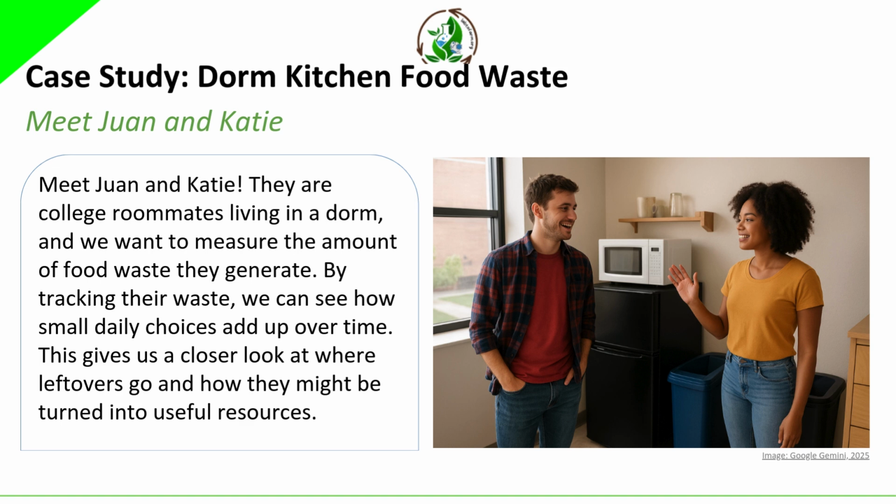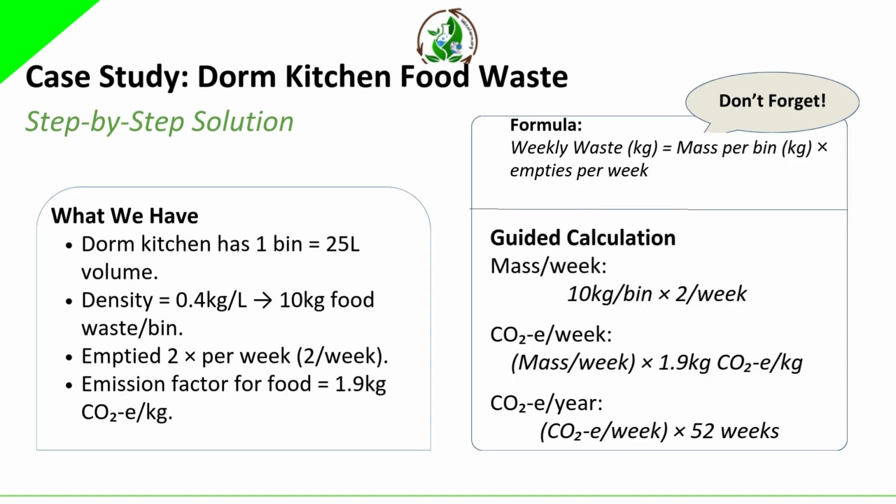Before we jump into the math, picture the bin in their kitchenette. What fills it in a typical week? Wilted greens, coffee grounds, or leftover rice? Hold that mental picture. In a moment, you'll estimate the weekly amount. Then we'll scale it to a year and translate it into emissions. This case links directly to what we covered on landfill methane and avoided emissions. Now we'll quantify it for one ordinary kitchen. Let's work the numbers together and show our steps so everyone can follow.